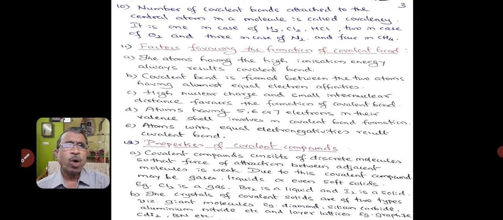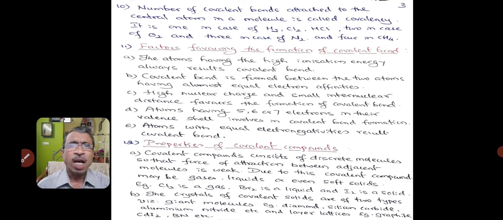The number of covalent bonds attached to the central atom in a molecule is called covalency. It is 1 in the case of hydrogen chloride HCl, 2 in the case of oxygen, 3 in the case of nitrogen, and 4 in the case of a methane molecule.